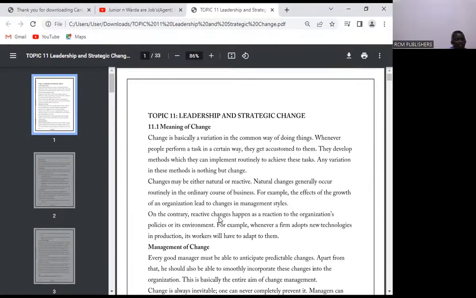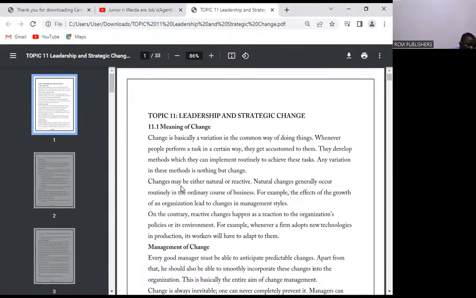There are so many facets of a change. So you begin with the meaning of a change. Change is basically a variation in the common way of doing things. Whenever people perform a task in a certain way, they get accustomed to it. They develop methods which they can implement routinely to achieve this task. Any variation in this method is nothing but change.